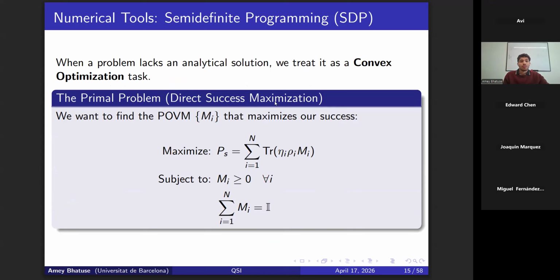We treat it as a convex optimization problem. The whole goal, as we saw, is to find the measurement that maximizes the success probability. The success probability is the one that we saw earlier, subject to constraints where every operator is positive semi-definite. And this condition was also what we saw before: we should always provide a guess.